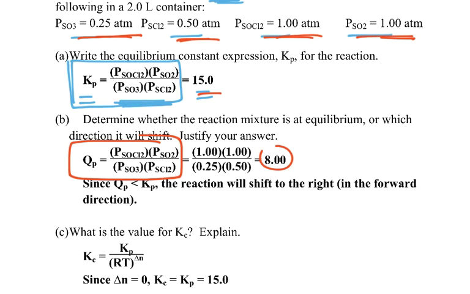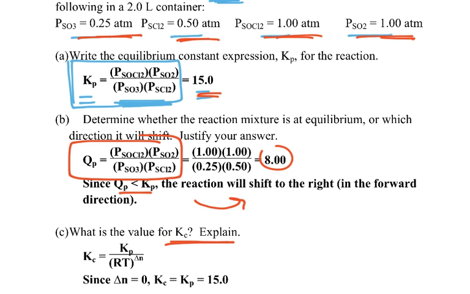Well, the K for this is 15, and this is 8, which means we need to get it larger, which means we need more products. So if Q is less than the K, the reaction is going to shift to the right. And that's the answer. It is not at equilibrium, and it will shift to the right in order to reach equilibrium.